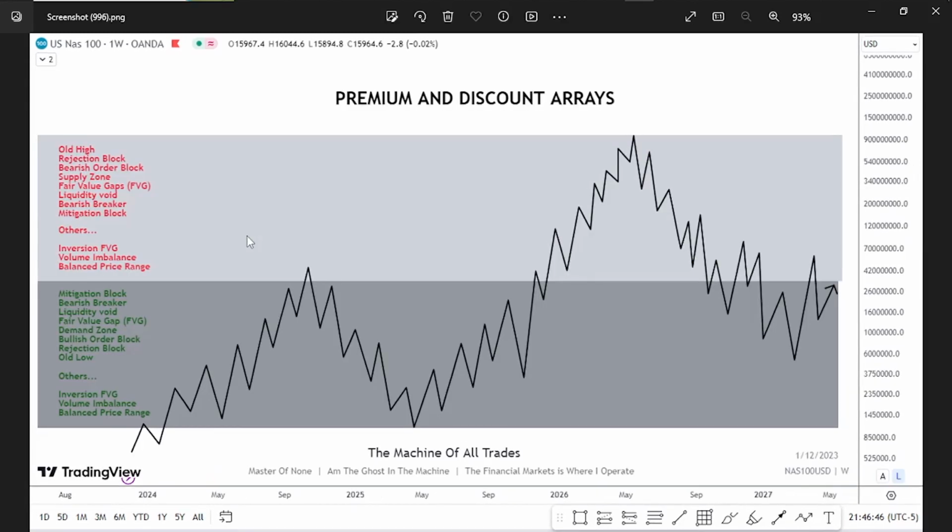Premium and discount arrays. Okay, this is an example that I drew to show you our premium and discount arrays in a simple structure using this line tool. This is our premium and discount arrays. I have drawn them hierarchically, in hierarchy. You get it. If you don't get it, you will get it. Don't give up.